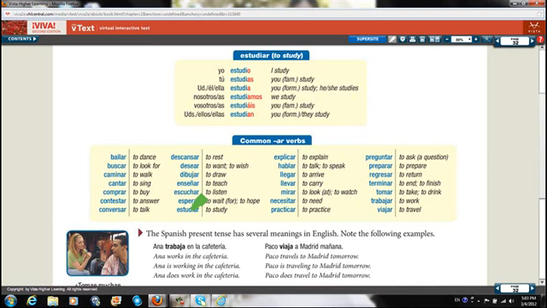How about, let's see, how about they are waiting for the bus? No, let's use you guys. We haven't used that for a while. You guys are waiting for the bus. So we use the ustedes and the on ending.